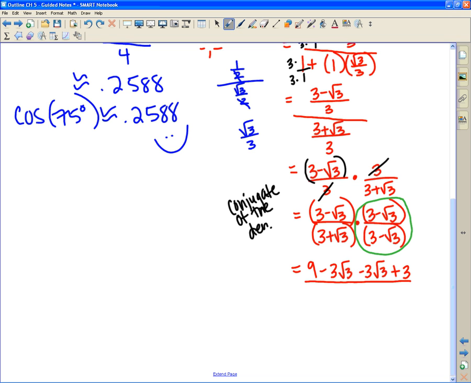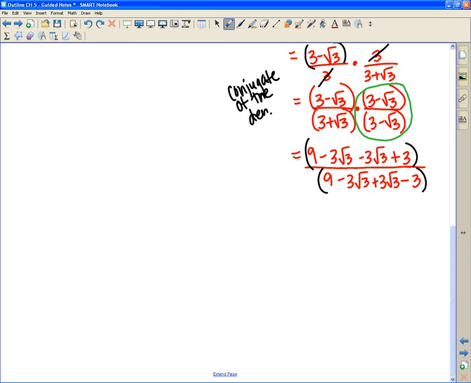Your denominator, 3 times 3 is 9. Outside is negative 3 root 3. Inside is positive 3 root 3. We did that on purpose. A positive times a negative is a negative, and root 3 times root 3 is 3. Remember, you do not want to cross off these 9's. You have to simplify the numerator and the denominator before you start simplifying.